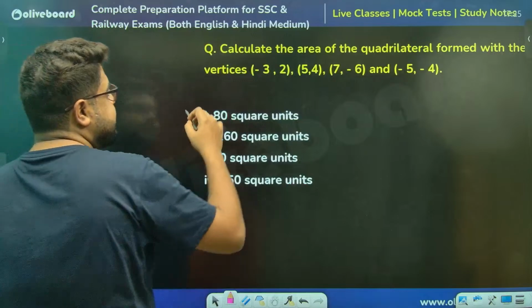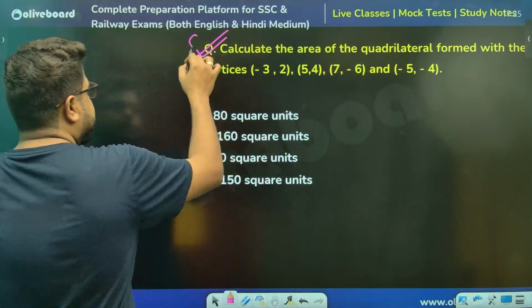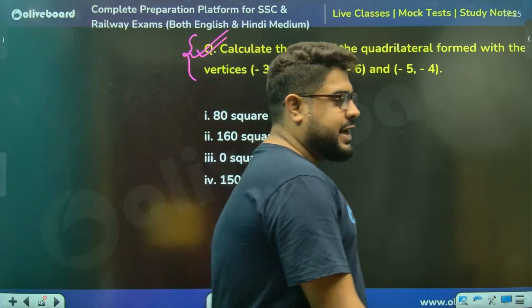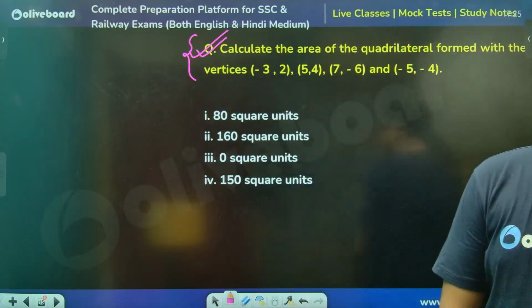Okay? Sir, believe me or not, this is a PYQ. This is a PYQ.